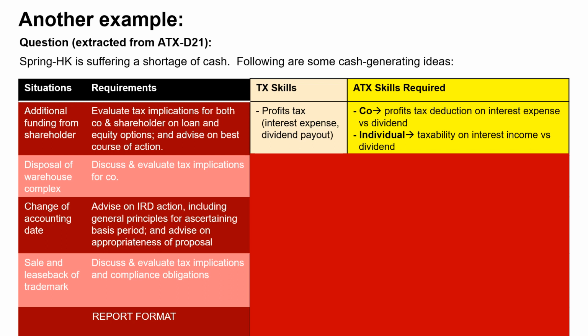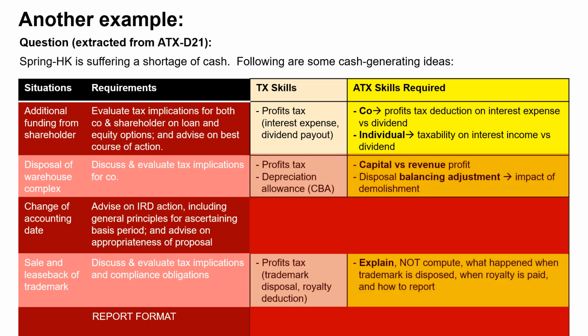Under TX, you may be asked to do a profit tax computation, and you need to think about whether tax adjustment is required in the tax computation in relation to interest expense or dividend payout. But on ATX, we need you to give a written advice. Tell us, what is the difference between interest payout and dividend payout on the company side, and what is the difference between interest income and dividend receivable for the shareholder?